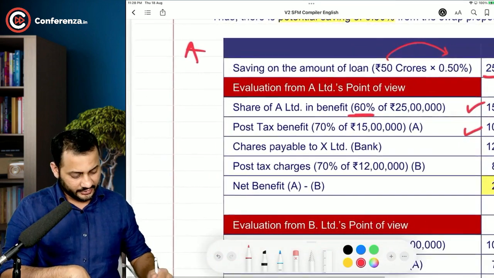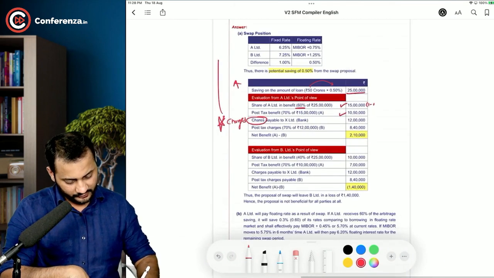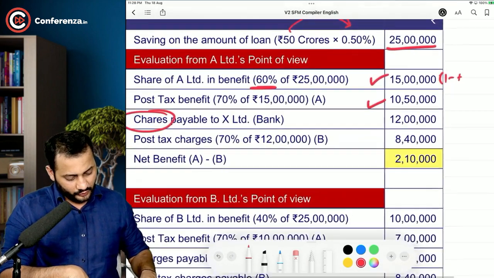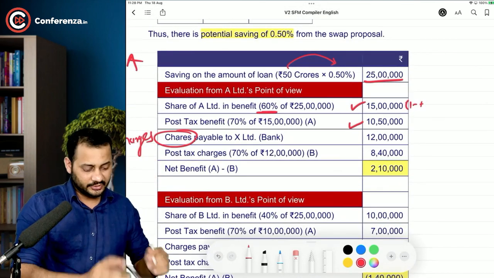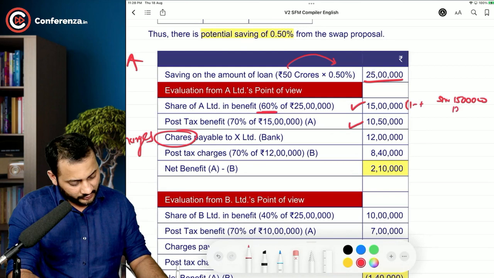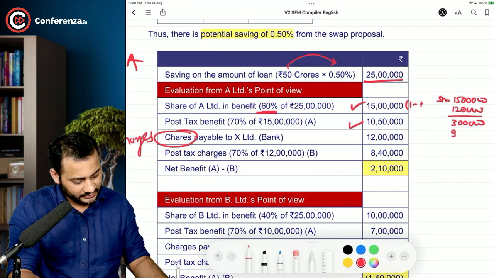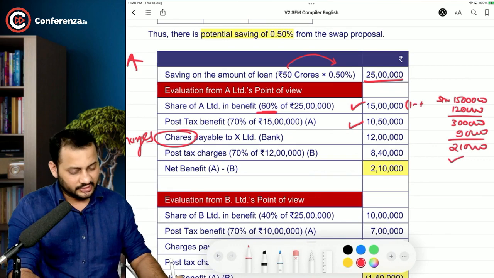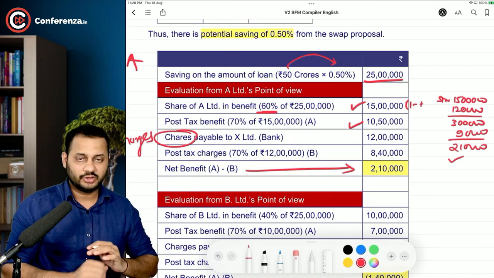Charges payable to X Limited. It should be charges. I will make the correction later on. To X Limited is 12 lakh and post tax it is 8 lakh 40,000. So instead of writing this much, they should have simply written like this. The share in profit is 15 lakh. Then 12 lakh rupees will be the expense. 3 lakh is the net profit. Tax on this is 30%, which is 90,000. And the balance is 2 lakh 10,000. This is the simplest way instead of confusing. So the net benefit to party A is 2 lakh 10,000.